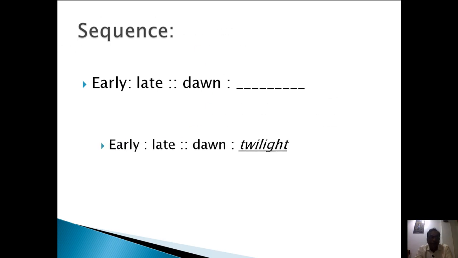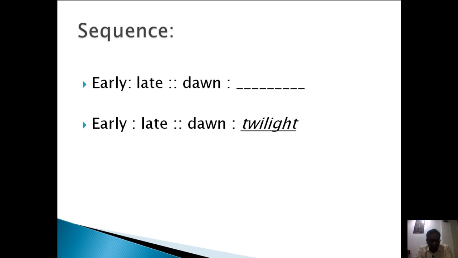We'll take more examples. I would like to remind you, in analogy section, I have covered everything, whichever possible question comes in examination, that I have covered. Not only one or two things, but all types, even with the example. Early equal to late. It is not an example of antonyms. Early equal to late, then dawn equal to twilight. Getting me? Early equal to late sequence wise, and dawn sequence wise its answer would be twilight.